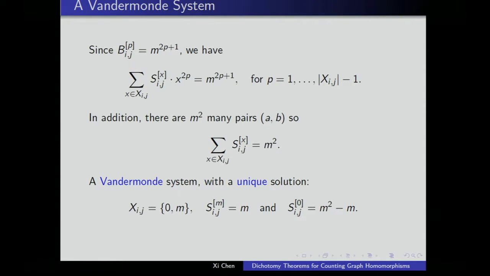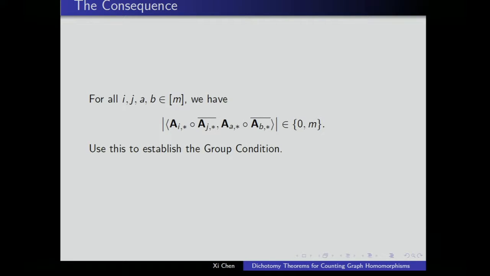So we're almost done because we have shown something really nice: that if you take A_ij, A_ib to be any value and look at this norm, it should be either 0 or m. It cannot take any other value. Okay. We're already very close to the group condition.